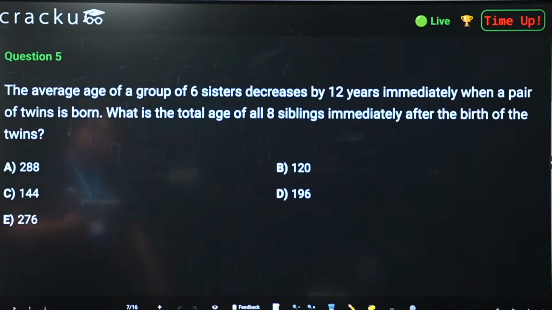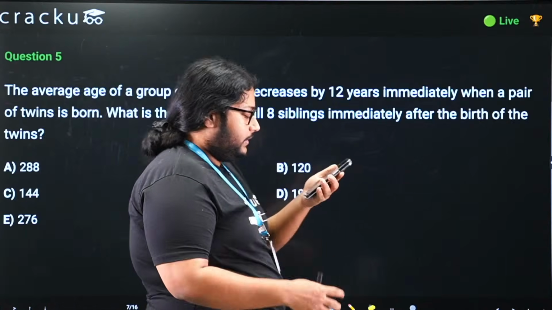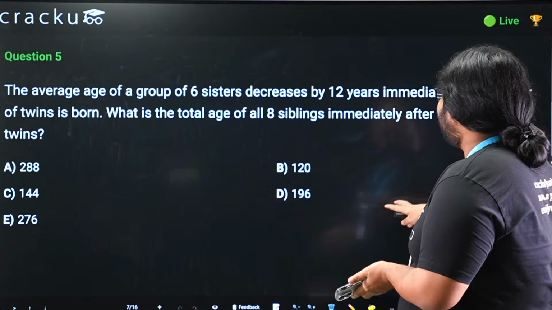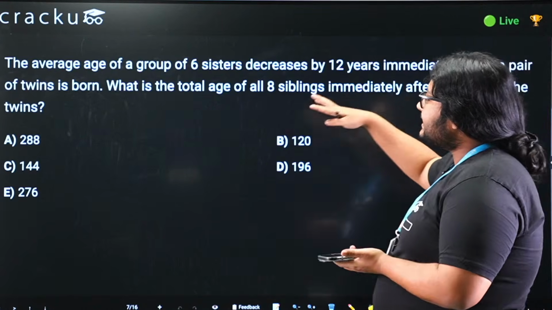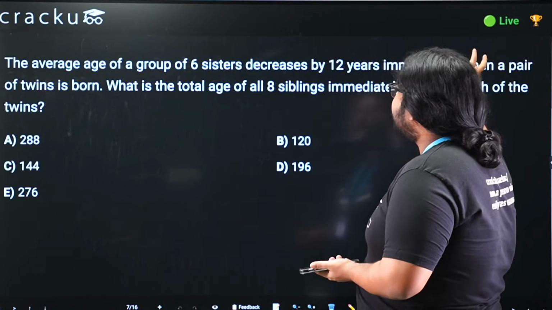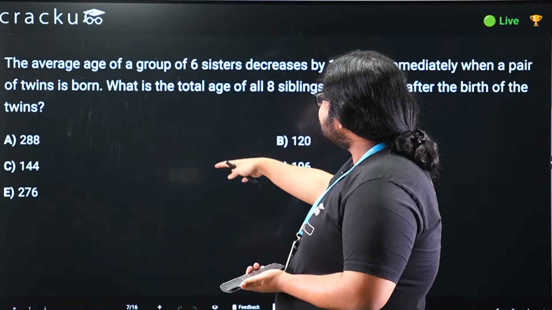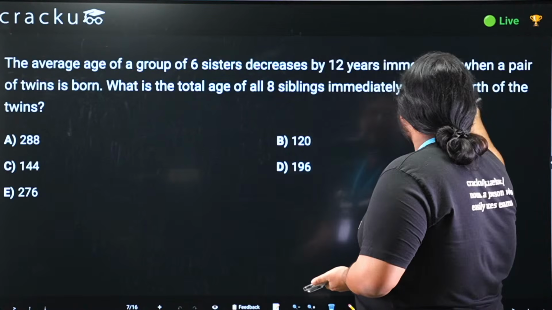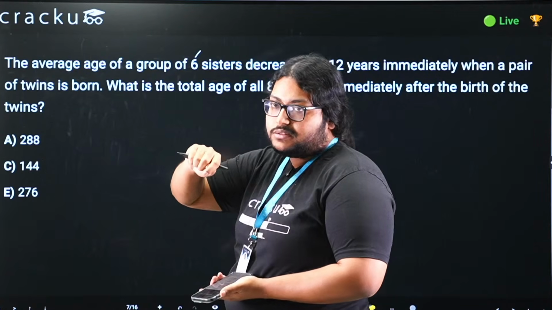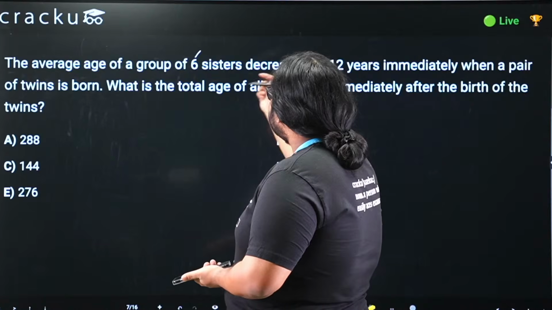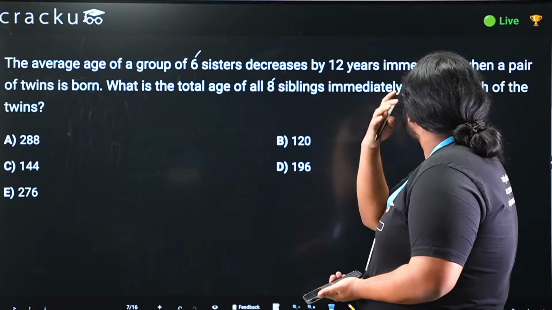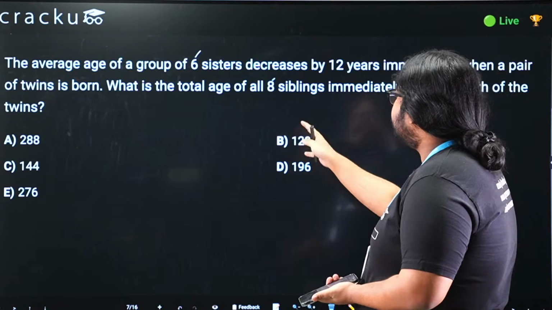Okay, guys. Lot of you answered and lot of you got it correct also. I think 288 is the predominant answer here. The question says the average age of a group of six sisters decreased by 12 years immediately when a pair of twins is born. What is the total age of all eight siblings immediately after the birth of the twins? First we had the six sisters, then twins were born, which is two more sisters. So that became eight. They are asking us the total age of all the eight siblings.